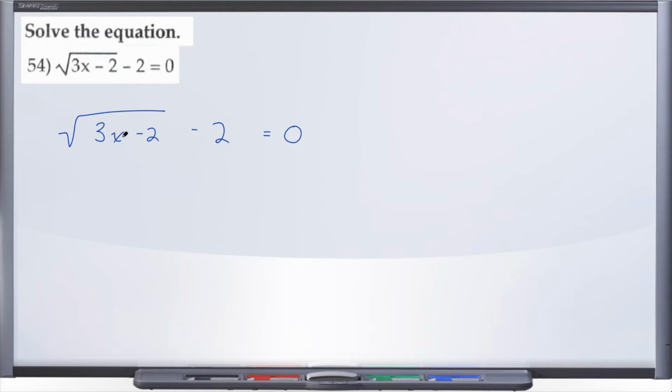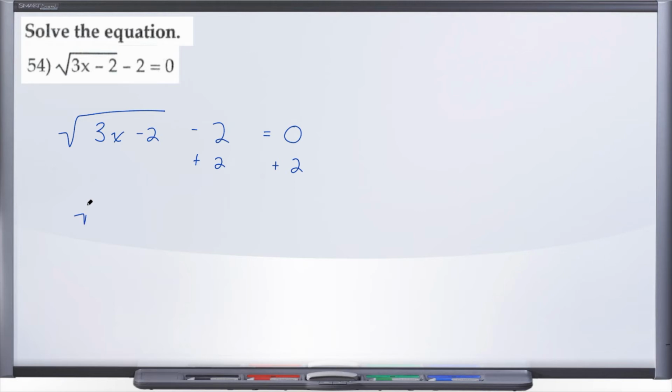And so if we want to solve for x, that means that we want to get rid of this radical sign. But before we can do that, what we have to ensure is that on the side of the equation with the radical, it's only the radical on that side. Right now we have the radical minus 2. So we want to isolate this radical first. So let's go ahead and move that 2 over.